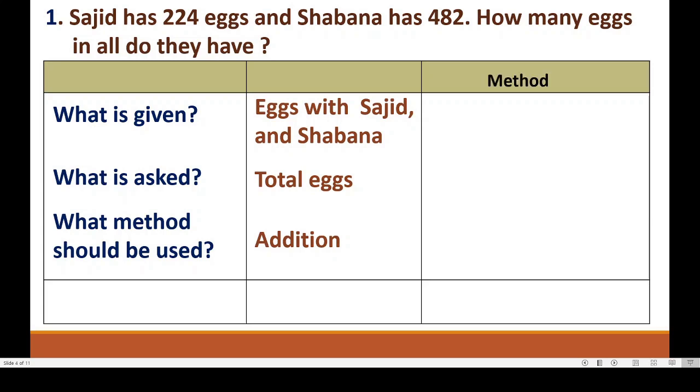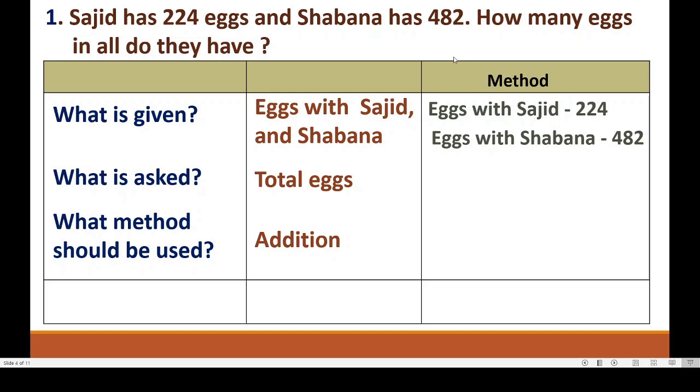Okay, here what is given? The eggs with Sajid, how many? 224. I have written here 224. Then the eggs with Shabana, 482. Right? Now we will add these two numbers.